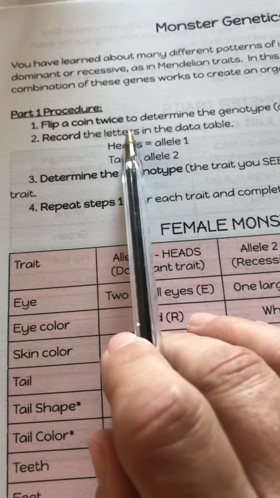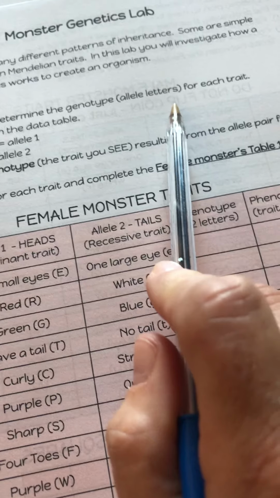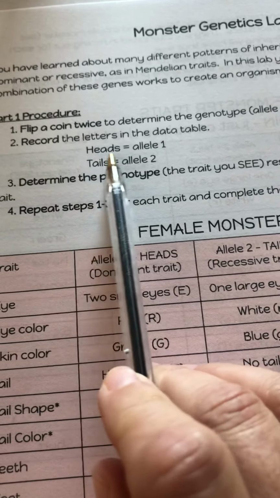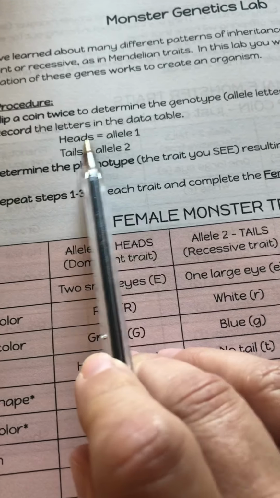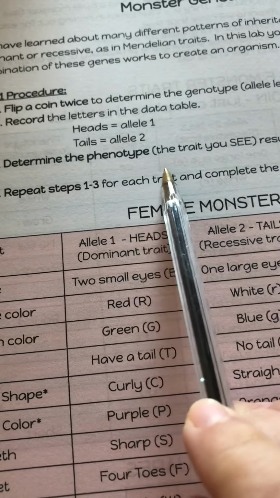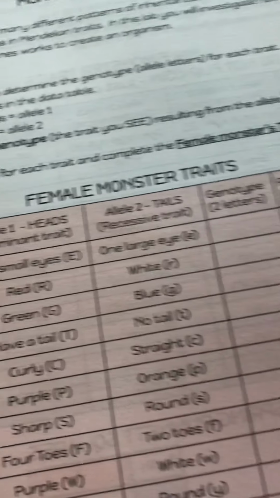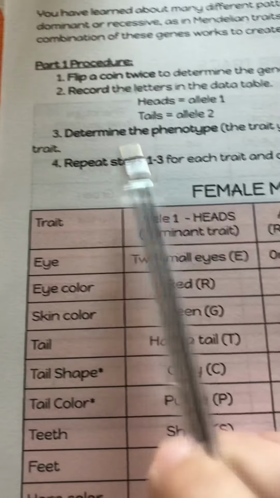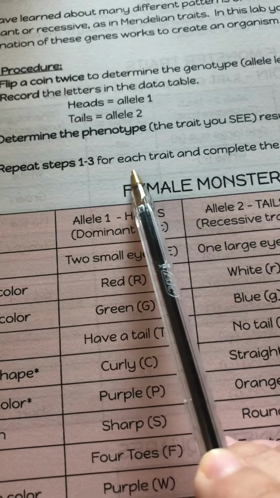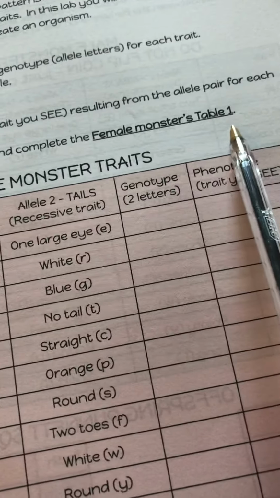So part one, Chad wants to join us. Part one, you're going to flip a coin twice to determine the genotype. These are the allele letters for each trait. You're going to record the letters in the data table. So heads is allele 1, tails is allele 2. Then you're going to determine the phenotype, the trait you see, resulting from the allele pair for each. So there is a dominant trait and a recessive trait. You're going to repeat steps 1 through 3 for each trait and complete the female monsters table.